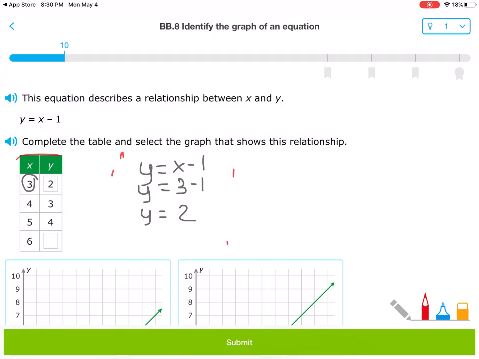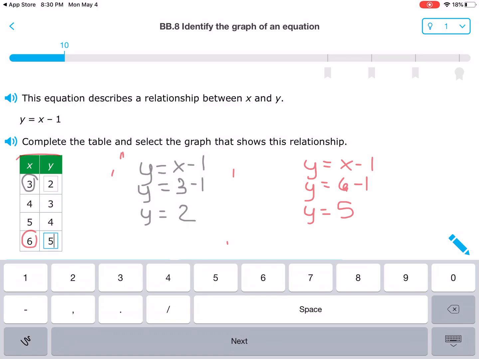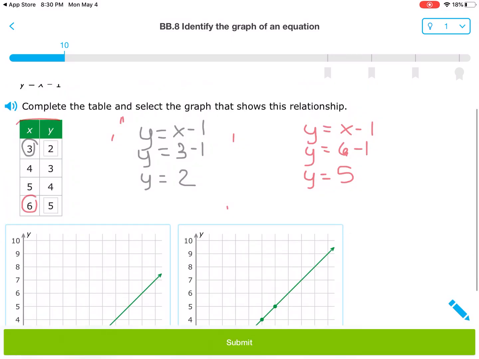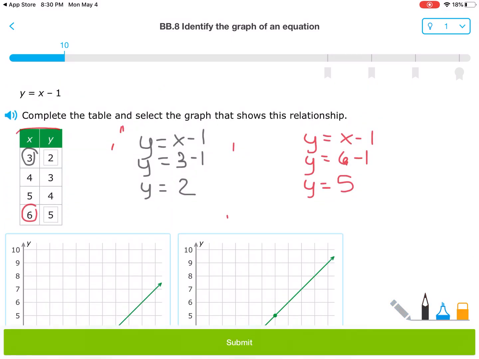My second component in the table is where x equals 6. So again, I'm going to rewrite my equation, y equals x minus 1. I'm substituting in 6 for x. So now I have y equals 6 minus 1. So y is going to equal 5. So I am going to fill in 5. So now I have my ordered pairs in my table right here. So I have 3, comma 2, 4, comma 3, 5, comma 4, and 6, comma 5.